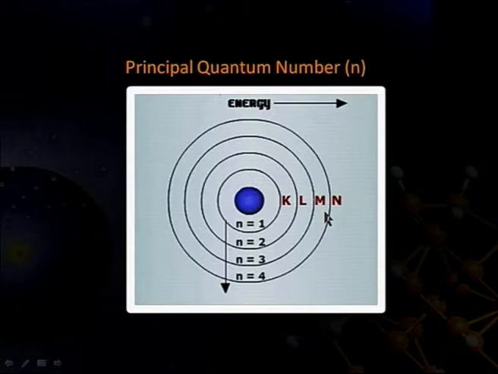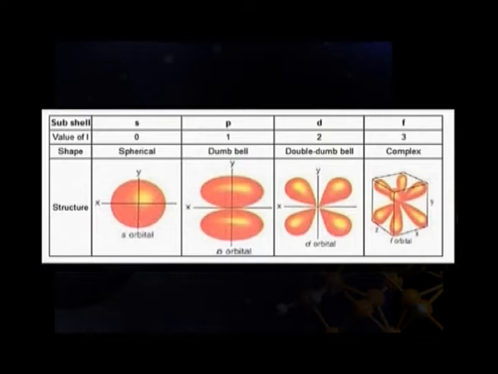This diagram also shows the structure of the orbitals: s orbital, p orbital, d orbital, and then f orbital, which is a diffused one. So, this is spherical in shape, this is dumbbell in shape, and this is double dumbbell in shape, and this is having a more diffused structure.